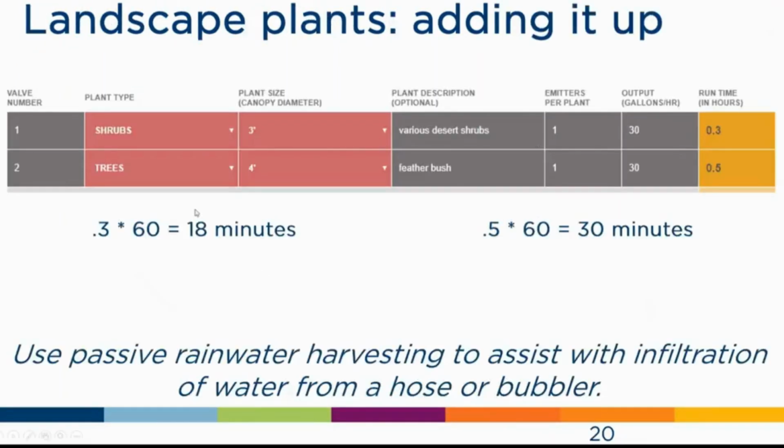So to do that, 0.3 times 60 equals 18 minutes, 0.5 times 60 equals 30 minutes. So you definitely will want to use passive rainwater harvesting, contouring your landscape so that you have depressions in the drip zone of larger plants to assist with infiltration. If you're using a hose or a bubbler, 18 minutes for that amount of water is just not slow enough. Our soil can't absorb water that fast. And so you need to have a way to help that water linger just long enough to infiltrate.